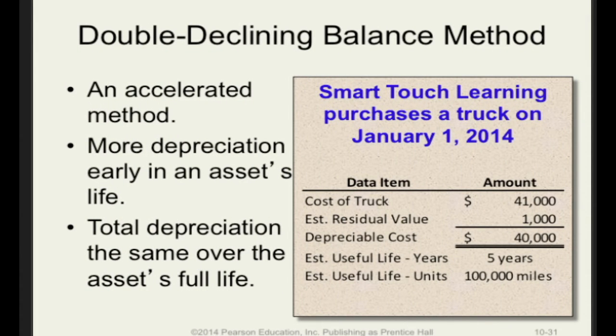The double declining balance method is called an accelerated method. Although the total depreciation on the asset over its estimated useful life is the same under all 3 methods, or in our example, $40,000, when we use the double declining balance method, more depreciation is taken in the early years of the estimated useful life, while taking less depreciation in the later years of the asset's estimated useful life.